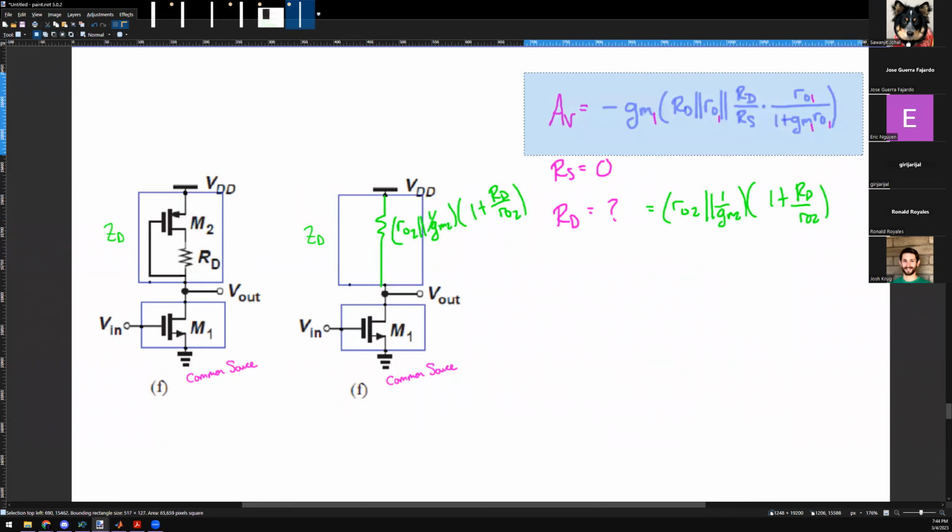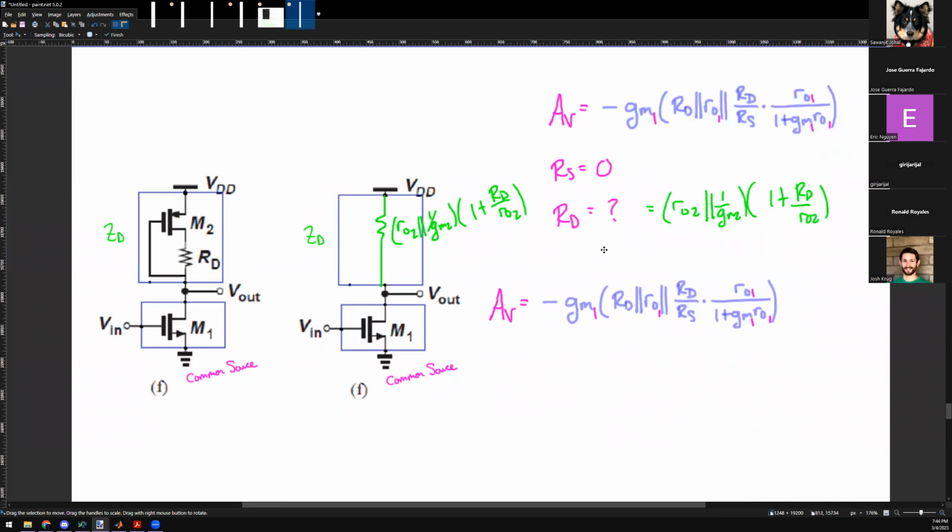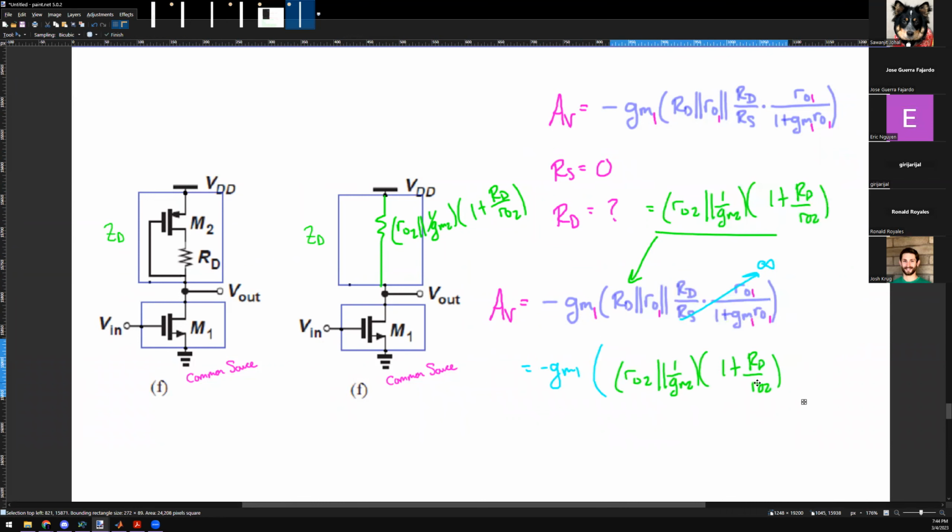And then we just solve for AV now. So AV is equal to 1 over GM, RD goes in here, R naught, and RS is 0, so this goes to infinity. And we're done. You guys have any questions? I'm good. Yep, here's your answer. Any questions? No, I think we're good.